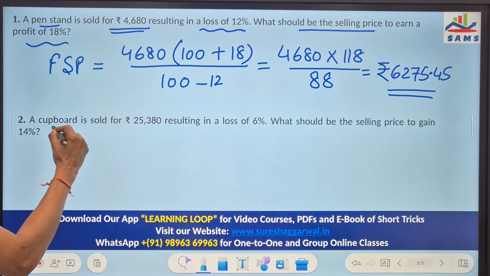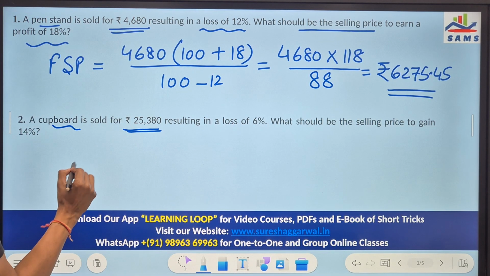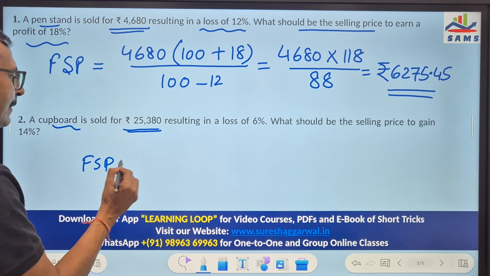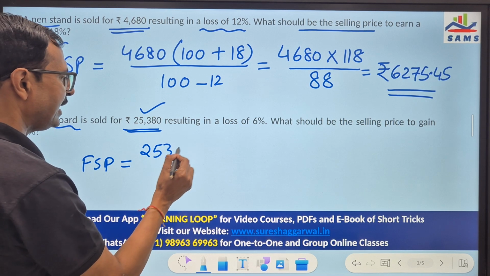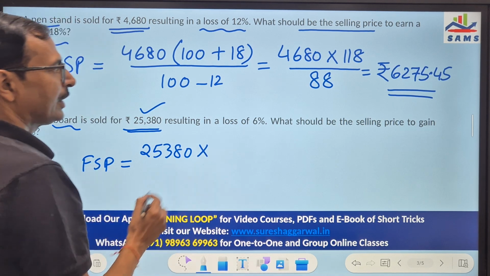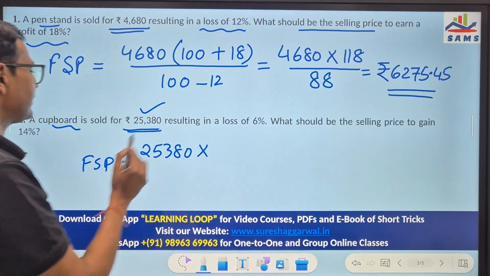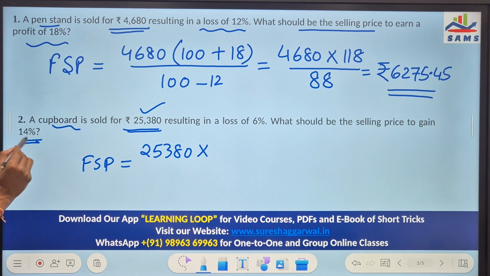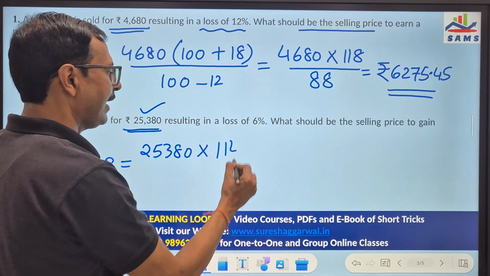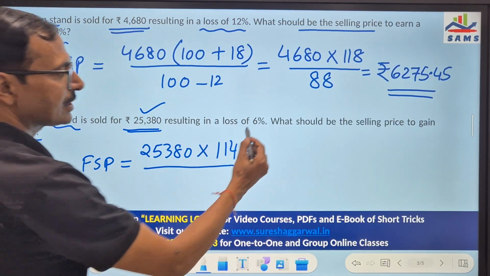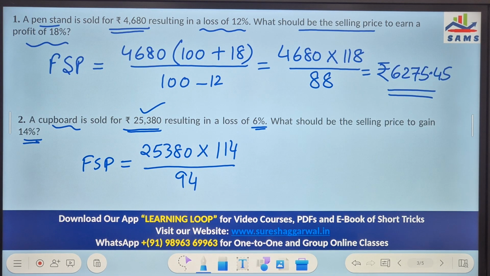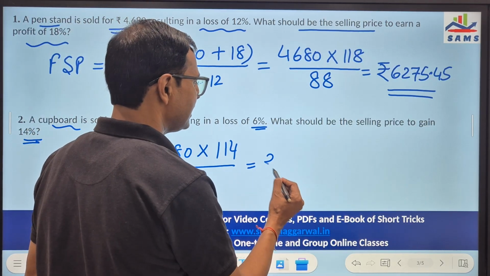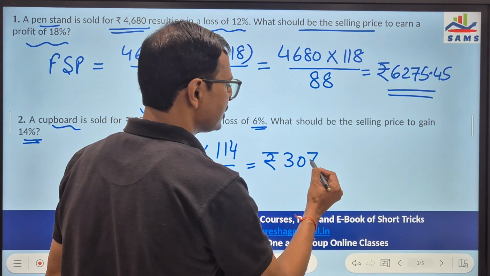Likewise, if you see, there is a cupboard which is sold for this. So if we have to find FSP, take the original selling price OSP, 25380 times, now I'll do directly 100 plus profit percent. The profit percent required is 14%, so 114, and in the denominator 100 minus loss, 100 minus 6% loss, that is 94. And when you solve this, you will get 30780, which is the answer for the question.